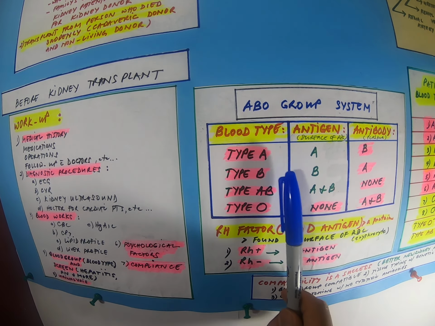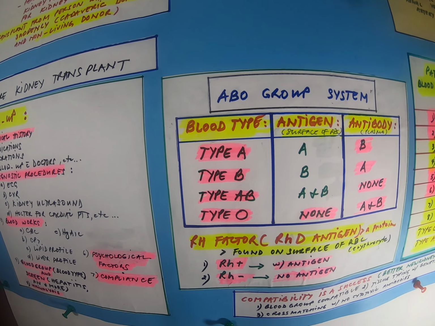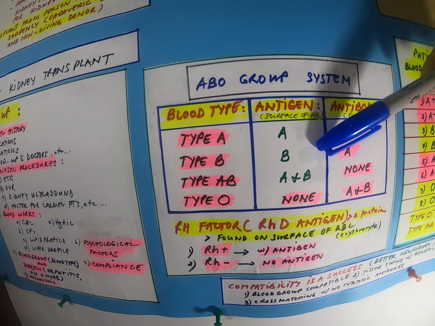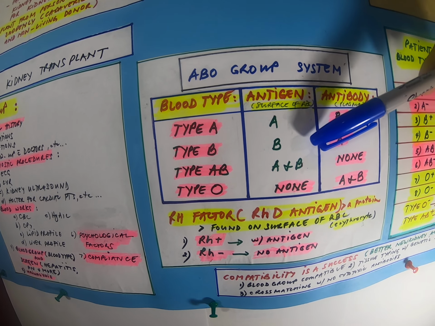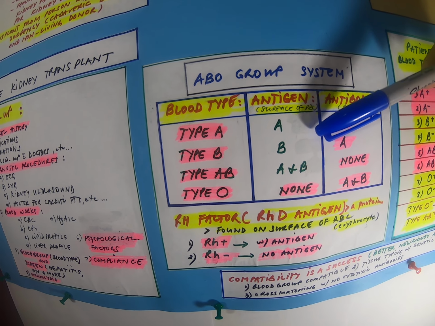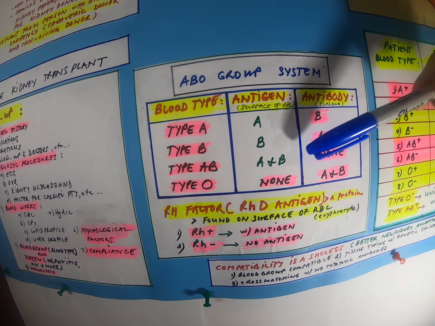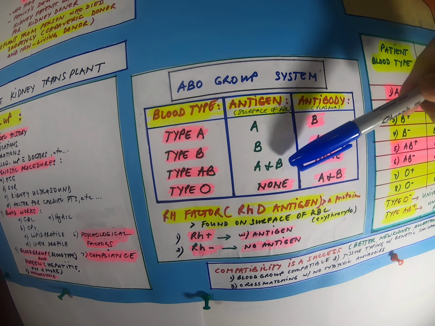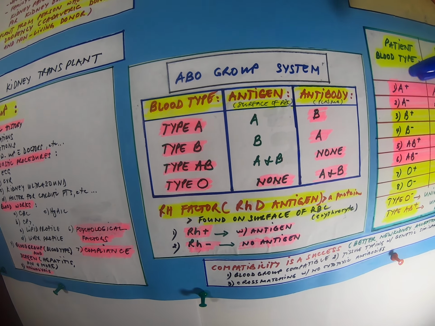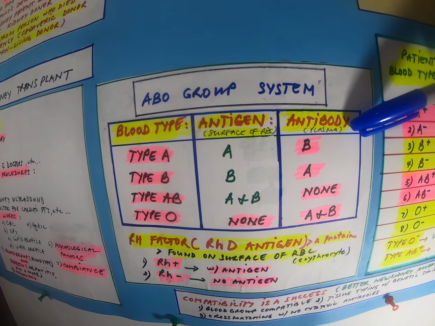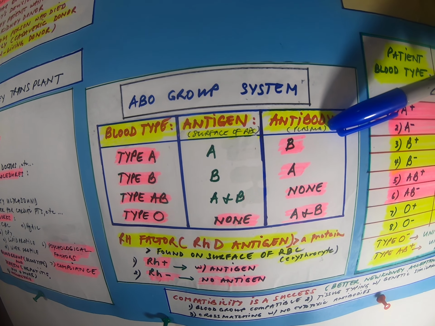When you say type A, there's an A antigen at the surface of the RBC. If you say type B, there is a B antigen at the surface of the RBC. If you say AB, there are A and B antigens on the surface of the RBC. For type O, there is no antigen. So type A also has B antibody coming from the plasma.